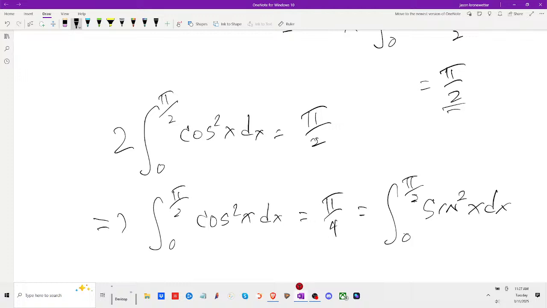Okay, there you go. That's the last one of this whole section. That feels good.